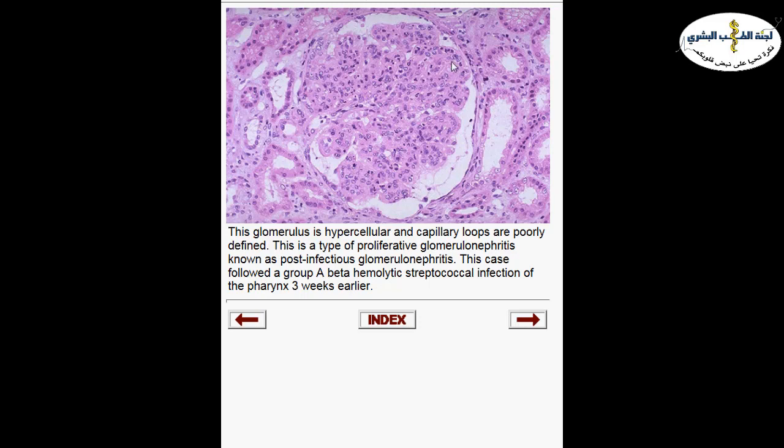So here, another thing: where are the capillary loops? You cannot see them, because all of the capillary loops are occluded, obstructed. Usually the cause of capillary loop obstruction is endothelial cell proliferation. So that's why we do not see the lumen of the capillary loops. In addition, if you look at the mesangial area, there is also mesangial cell proliferation. And if you look at the podocytes here, the epithelial cells, there is also a row of podocytes. So we also have epithelial cell proliferation.